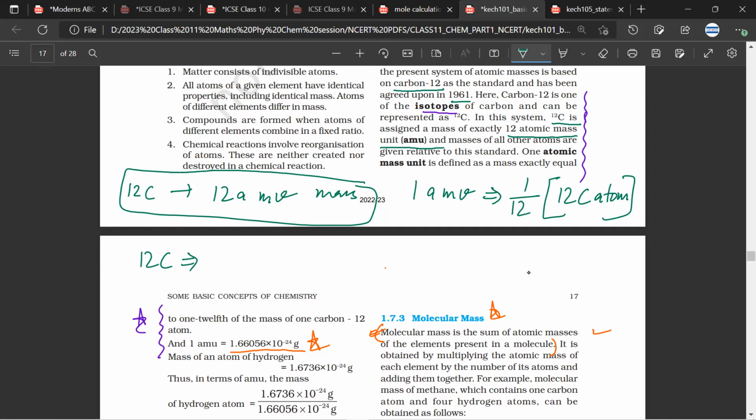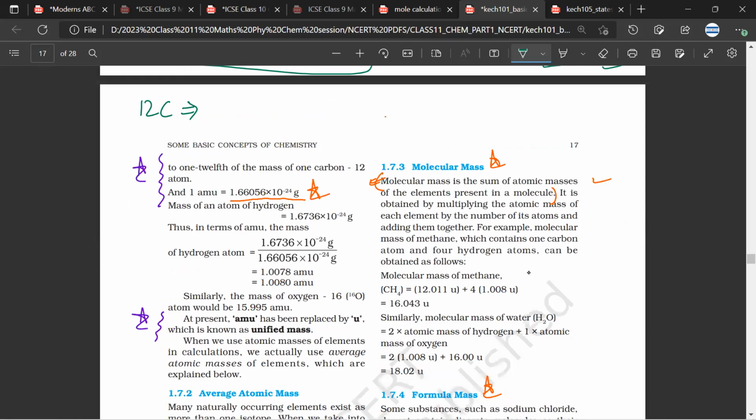Okay. Now, one thing that I just want to add is that, like your textbook has written, AMU has been replaced by U, which is known as unified mass. So, we might be using AMU, but AMU has been replaced by U, which is known as the unified mass. Are we clear?